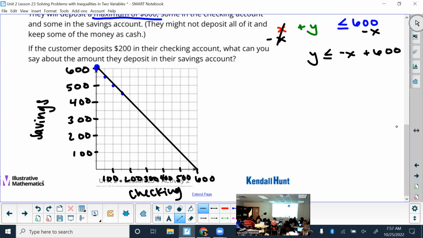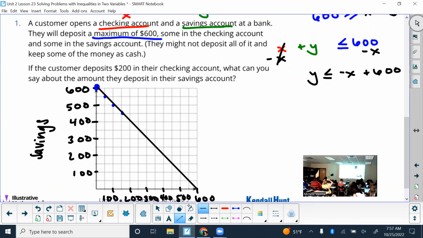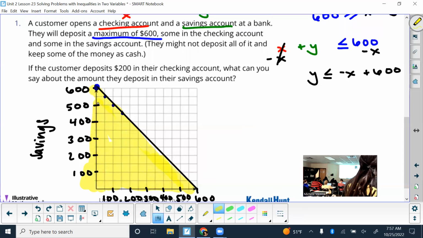And would it be shaded above or below? Below. 1, because you can see it on your Desmos graph if you type it in. And 2, because that's what the symbol tells us. Whenever it's y smaller than the line, you shade below. So all of these are possible solutions. Is what is on the line a solution too? Yes, because it's a solid.